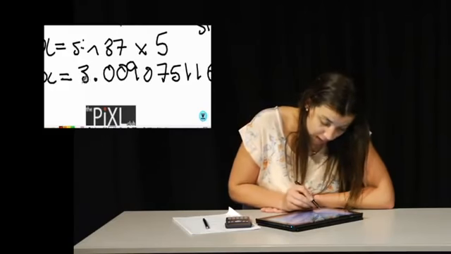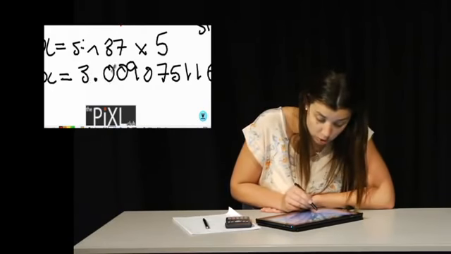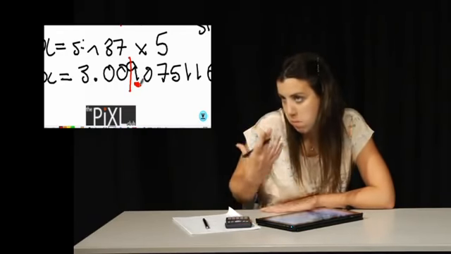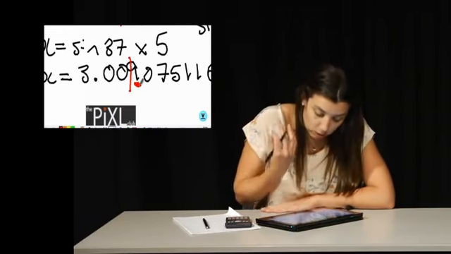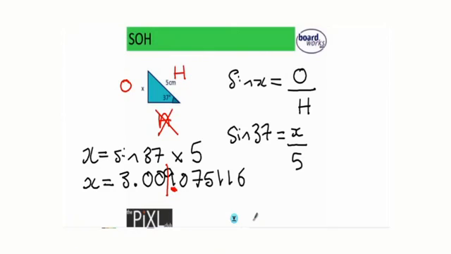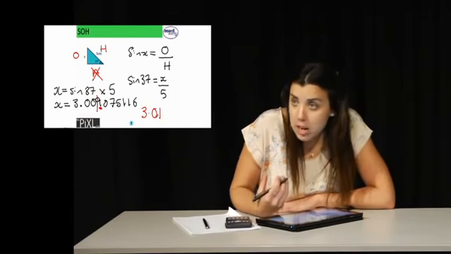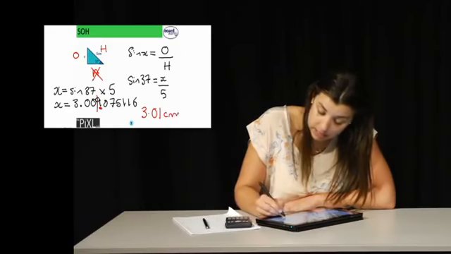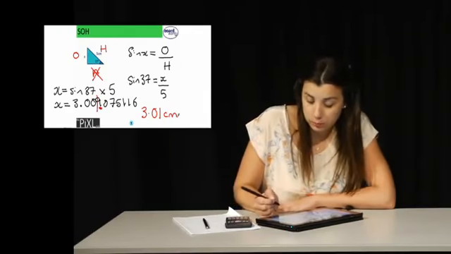Let's check everyone knows how to round. Start from here. 1, 2, 3. Draw your line. Look at this number, 9. It's a big number, so the number before is going to increase. So our answer to 3 significant figures is 3.01. 1, 2, 3. 3 numbers in your answer, 3 significant figures. It's in centimetres because we're finding a length. Add centimetres on the end.